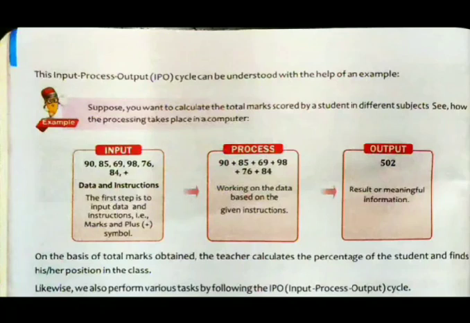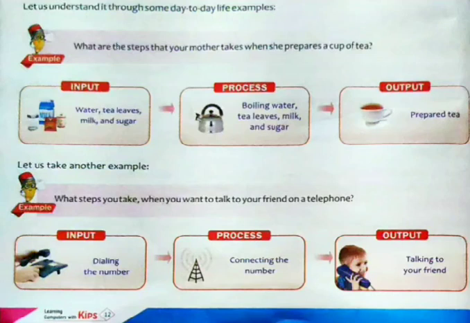Likewise, we also perform various tasks by following the IPO cycle. Let us understand it through some day-to-day life examples. Next example is, what are the steps that your mother takes when she prepares a cup of tea? First is input: water, tea leaf, milk and sugar. Next comes process: boiling water, tea leaves, milk and sugar. As output, we get prepared tea.